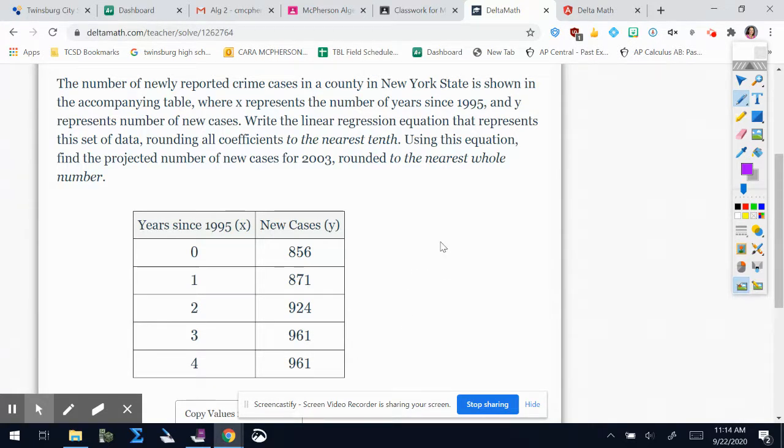We're going to take that data and put it into a table so we can get our regression formula. It wants all of our coefficients rounded to the nearest tenth. It is nice to look at the directions before you go so you know how to round. And then we're going to use that to project the new cases for 2003.